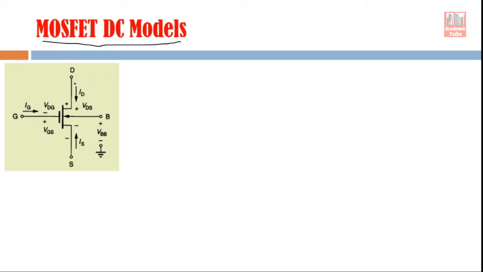This is a MOSFET device. It's a four terminal device. It has a drain terminal, source terminal, and gate terminal. Sometimes we also show the bulk terminal, which is also called the substrate terminal. The voltage applied on the substrate terminal is indicated as VBB. It's the bulk to bulk voltage.